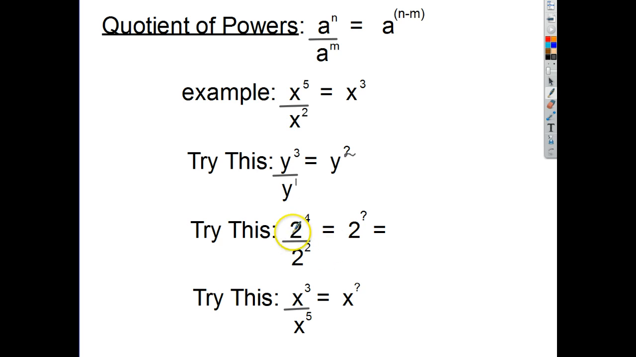Please resist the urge to cancel these 2's. That would be treating them like they're decimal numbers. They're exponential numbers, and the only way to divide exponential numbers is if they're the same base. And since they are, the base stays the same. And 4 minus 2 is, my question mark to a 2 works again. And we'll take that even further. 2 squared is 4. Okay, and one more.